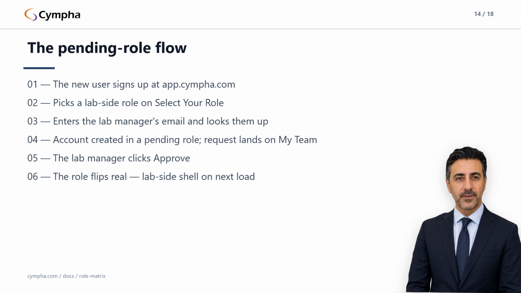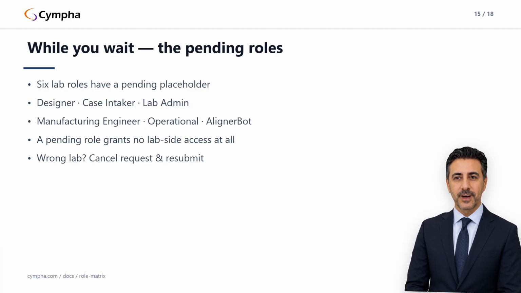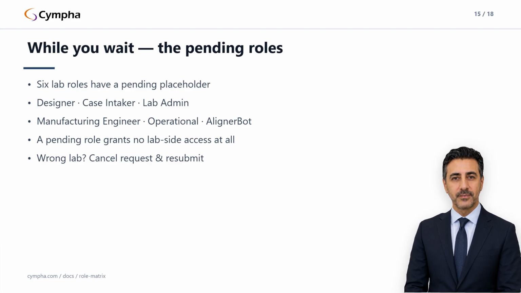That's not a bug and it's not a partial permission. A pending role is a waiting room. 2 exceptions to the whole flow: lab managers and DSO managers activate immediately when they pick their role, with no approval step at all, because there's nobody above them to approve it. And if the request went to the wrong lab, or the staff member simply changes their mind, they don't need anybody's help to undo it. The pending screen offers cancel request and resubmit, which returns them to role selection to pick a different lab, or a different role.